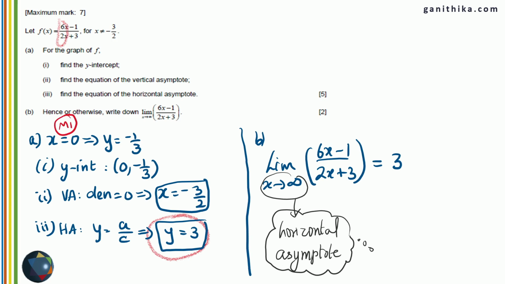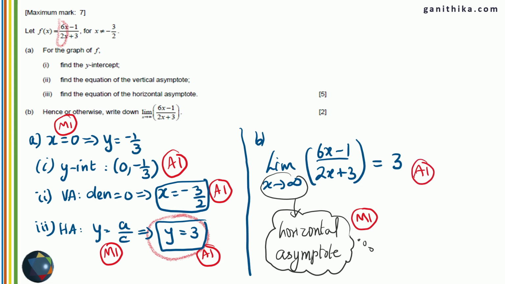Applying x equal to 0 to find the y-intercept is method 1 mark. Actually finding the y-intercept is A1 mark. And A1 mark for giving the equation of the vertical asymptote. And you have a method mark for identifying y equal to A over C is the horizontal asymptote, and the actual answer mark for y equal to 3. And for question B, you have a method mark for identifying that the limit as x extends to infinity is nothing but the horizontal asymptote, and the final mark for equal to 3 for A1. So this is the marking scheme for this question.